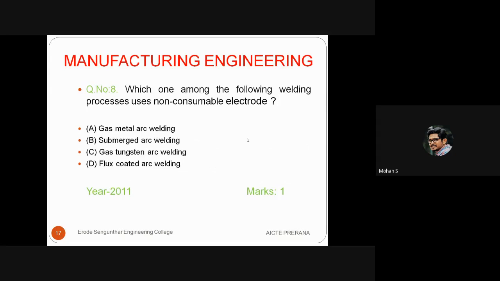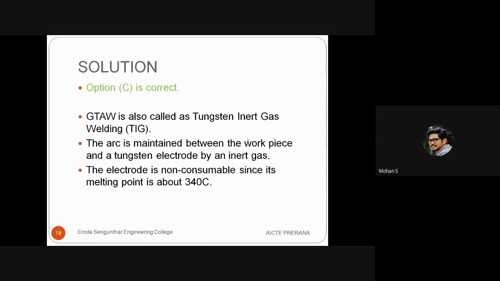Gas tungsten arc welding. We all know very well that tungsten is highly resistant to temperature. Its melting point is very high. So compared to the other answers, gas tungsten arc welding should be the right answer. It has another name, TIG welding, tungsten inert gas welding. We would have learned this in Manufacturing Technology 1, second unit, welding processes and metal joining processes. So option C, gas tungsten arc welding, GTAW.